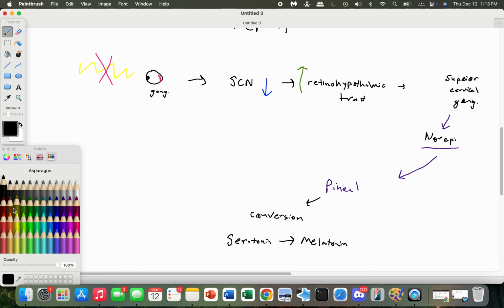And as you know, melatonin is the goal of this pathway, and that is what's going to promote the sleep-wake cycles. So before you go to bed, make sure that you are turning off those cell phones.